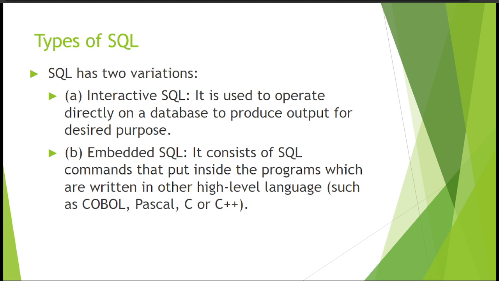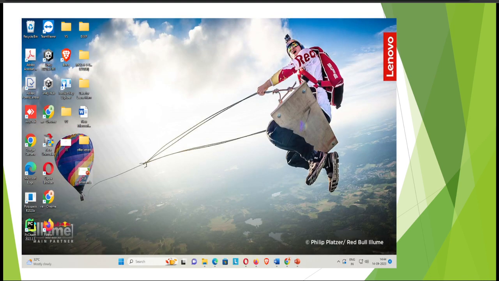Next, types of SQL. SQL has two variations. One is the interactive and second is the embedded. In the interactive SQL, basically, it is used to operate directly on a database to produce the output for the desired purpose. And embedded mainly consists of SQL commands that are put inside programs which are written in other high-level languages such as COBOL, Pascal, C, or C++. In this video, we are going to use the interactive SQL interface.